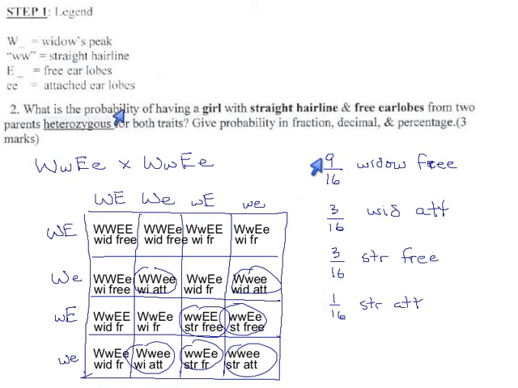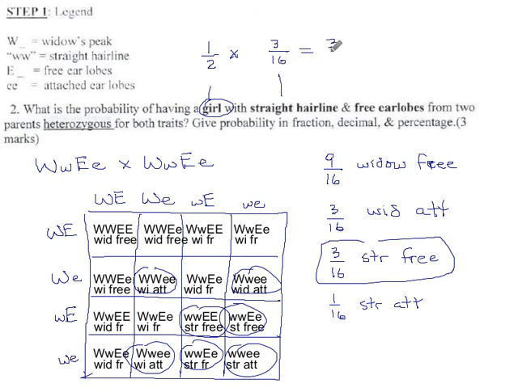Because in this case, in our question, they're saying, what is the chance of having a girl with straight hairline and free earlobes? Here we go. The chance of straight hairline and free earlobes is 3/16. And the extra requirement that it's a girl means roughly half of kids are girls. And the chance that they have straight hairline and free earlobes is 3/16. Top times top is 3, bottom times bottom is 32. So the probability as a fraction is 3 out of 32.